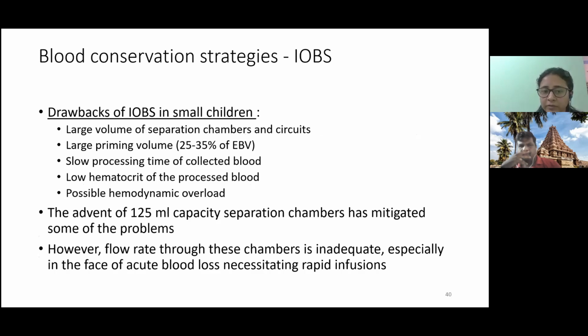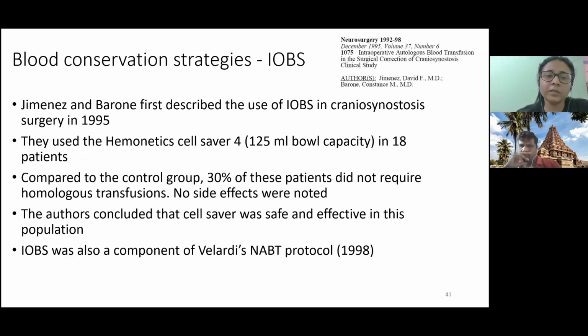Slow processing time of collected blood, which makes it difficult to give the blood in case of massive ongoing blood loss. Rapid reinfusion may not be possible. Low hematocrit of the processed blood and possible hemodynamic overload. Now, some of these problems have been mitigated to a certain extent by advent of 125 ml capacity separation chambers. However, flow rate through these chambers is inadequate and rapid reinfusion is not possible. So this was intraoperative blood salvage.